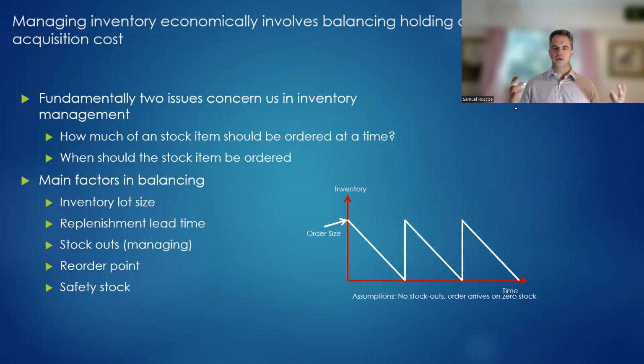What we're trying to do is understand the concepts behind why companies order in such a way. So we're trying to balance how much we buy, that's our inventory lot size. We're trying to balance our lead times, from when we place the order to when we receive it. We're also trying to avoid stockouts.